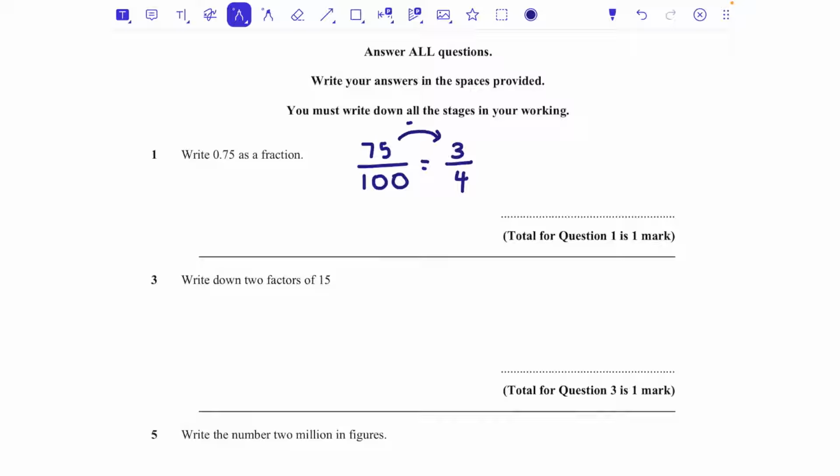The reason we can simplify it is because they're both in the 25 times table, so either of those answers is fine. I'm going to pop 3/4 on the answer line, but you don't need to simplify it. 75 over 100 is absolutely fine.